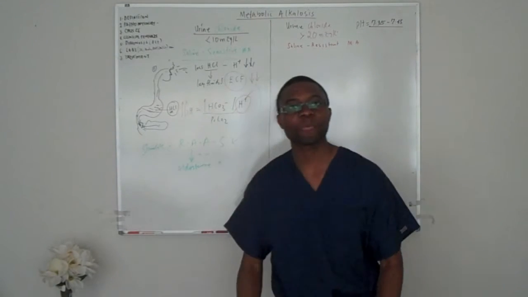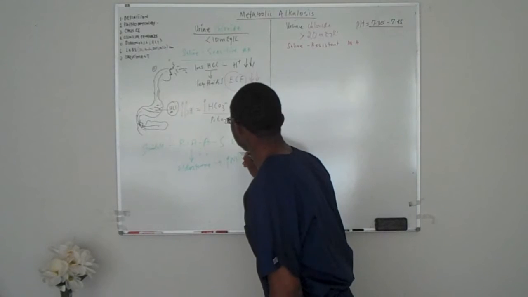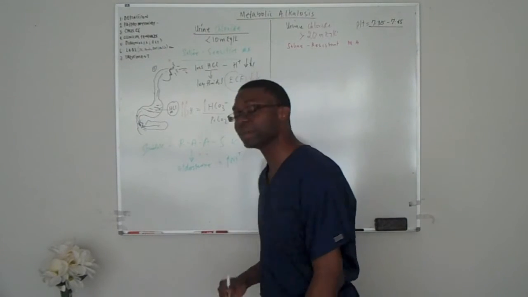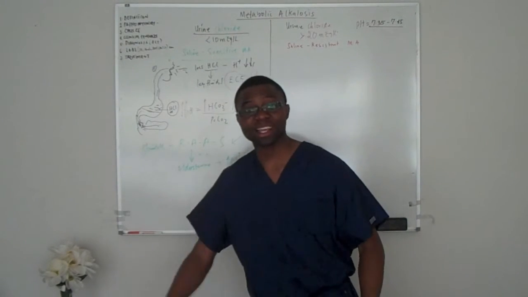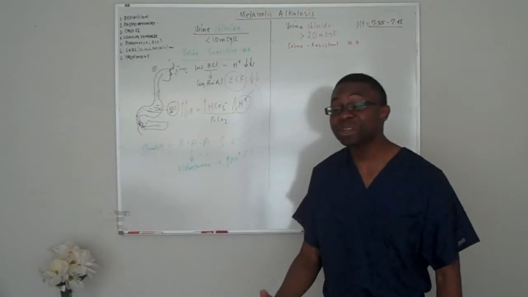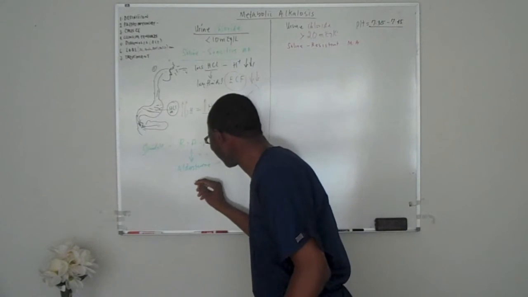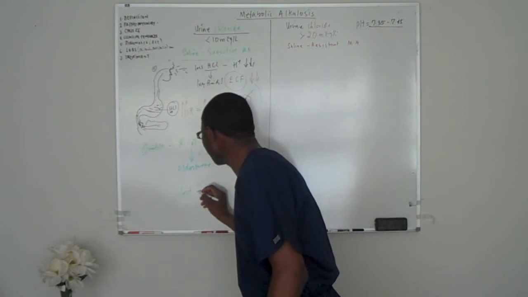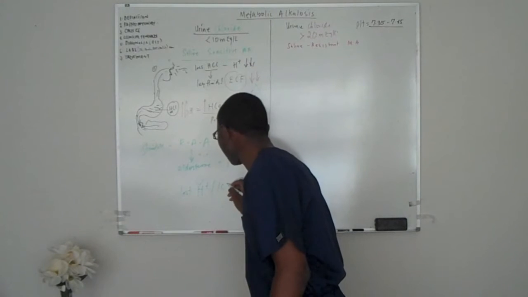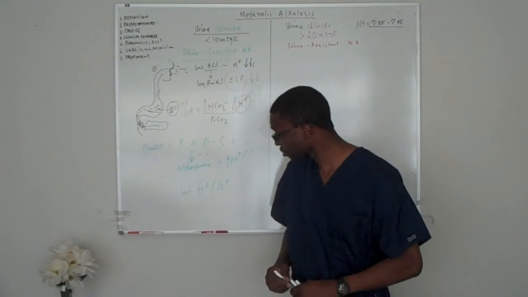Aldosterone is going to go into the distal convoluted tubule. It's going to increase sodium reabsorption back into the body. But the problem is it doesn't care about the potassium, so you're going to be losing potassium. So you're going to lose hydrogen ions and potassium. Now let me explain this concept very well.